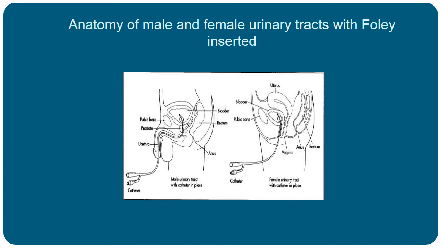Now, if by chance on the first attempt with the female, you enter the Foley into the wrong opening, don't panic. Just leave the Foley there. Grab another Foley, set it up sterilely, and now you can place it into the correct opening.